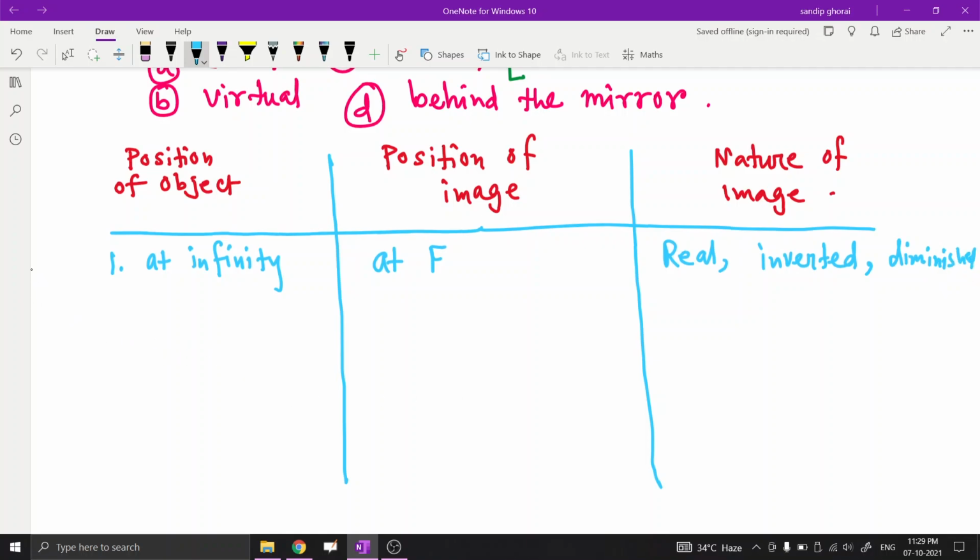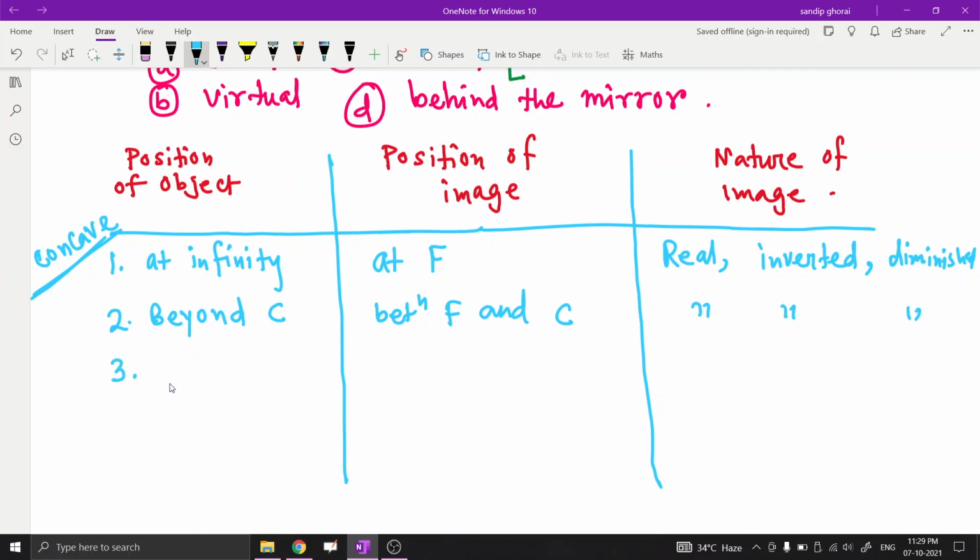Okay, actually we take this at first for the concave mirror. The second point is beyond the center of curvature, between F and C, and the nature of the image is similarly real, inverted and diminished. The third one is at C, and the position of the image is also at C, and the nature of the image is real, inverted, but the same size. And the fourth one is at F. The position of the image is at infinity, and the image is real, inverted and highly enlarged.